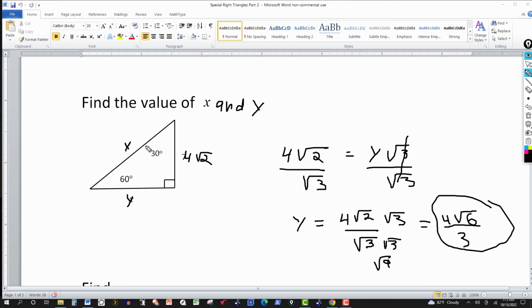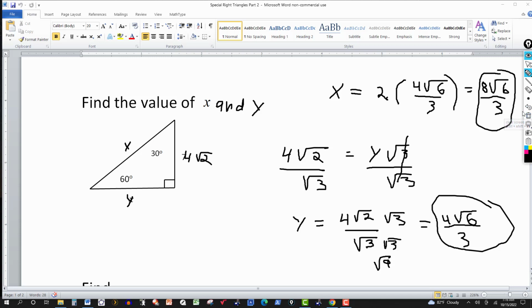Now remember, the hypotenuse for this model, this x, is always equal to twice the length of the side opposite of 30 degrees. We just found that to be y. So x is equal to 2 times 4 times the square root of 6 over 3. So here you can just multiply the 2 and the 4. Don't want to multiply the 6 because that's under the radical. It's just 2 times 4 is 8. Square root of 6 over 3. That's the solution to that one.